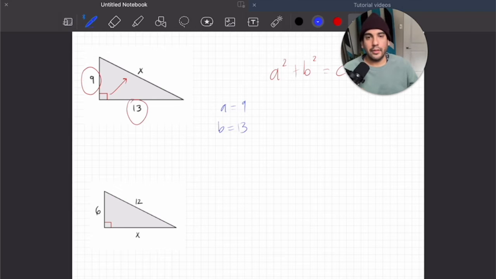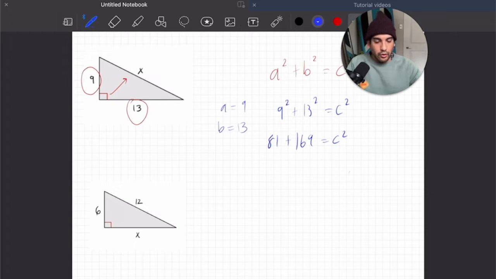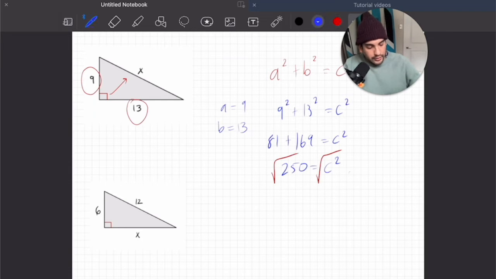Using the equation, I'm going to plug it in and make 9 squared plus 13 squared is equal to c squared. Let's simplify this. This is going to be 81 plus 169 is equal to c squared. You can always use your calculator to solve for these things. You're going to get 250 is equal to c squared. In order to solve for the value of c, all I have to do now is take the square root of both sides, and I get the square root of 250 is equal to c.